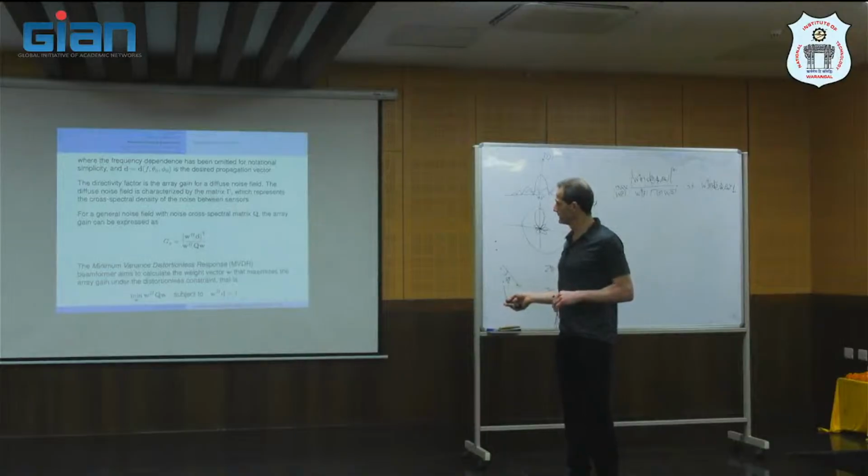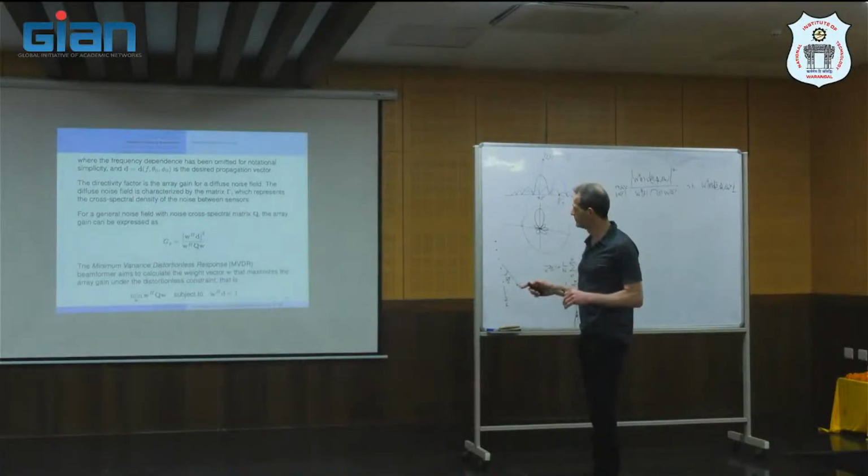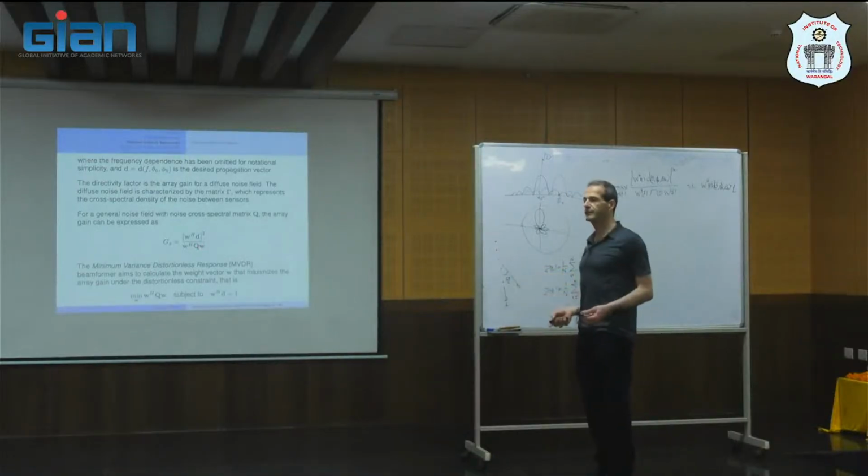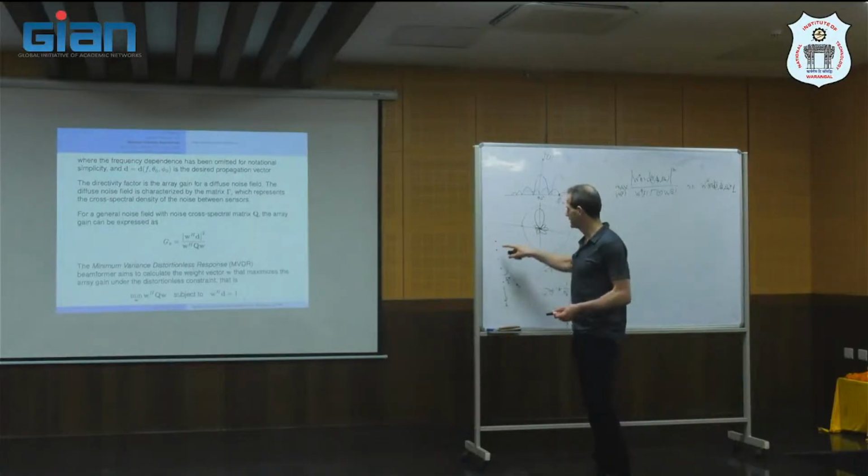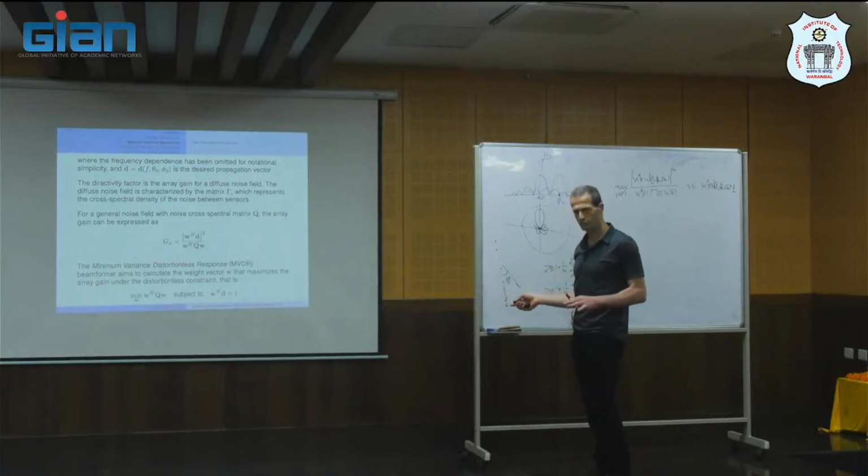Okay, so suppose that I know, what does it mean here? It's the cross spectral matrix Q for any noise. So suppose that I know exactly the noise, I can measure it. And I can measure the correlation between noise signals in different sensors. So I suppose that I can find this matrix for specific noise. And I maximize this.